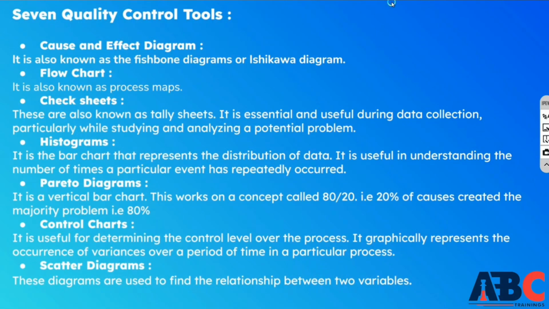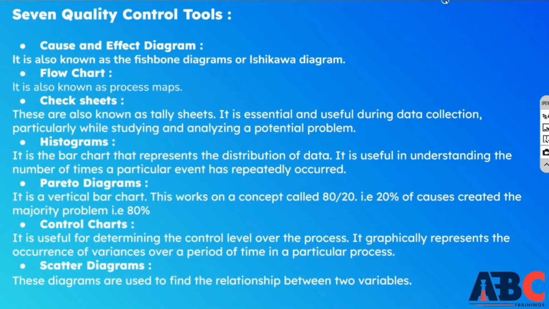We call it a histogram. Pareto diagrams are also similar to histograms, but vertical bar charts are prepared in Pareto diagrams. And this concept is related to the 80-20 concept. It means that 20% of causes create the majority of problems, that is 80%. It means the 20% is the cause of something, a small cause because of which big problems are created. To represent it, we make Pareto diagrams with the help of a bar chart, and on that, you find out the problems or causes of the problem and solve them.